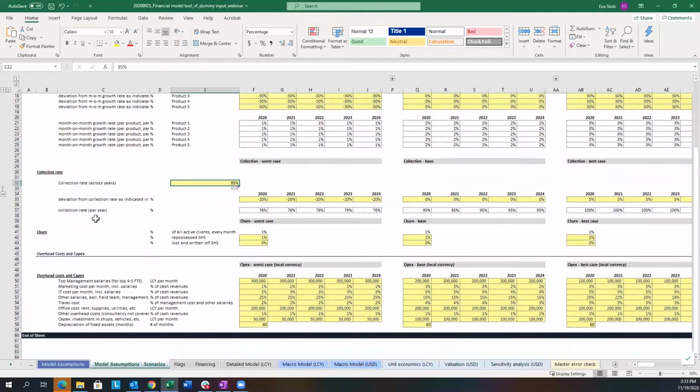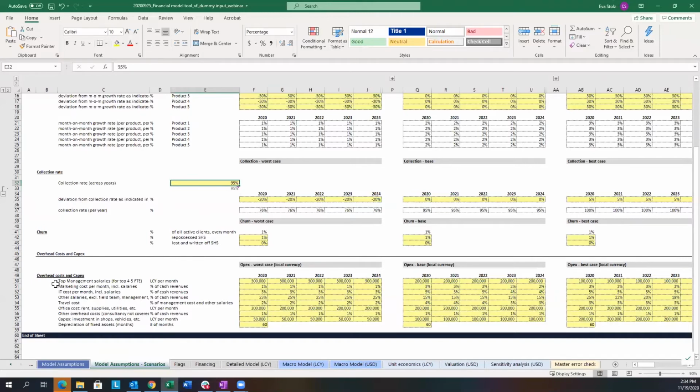And then finally, you can also indicate the overhead costs and CapEx. Here, I wanted to highlight that this is basically a high level. This provides for a high level estimation of the overhead costs and CapEx, but we encourage the companies to also have a more detailed OpEx model. So for example, in this case, you can see that when it comes to marketing costs per month, we estimated them as a percentage of sales.